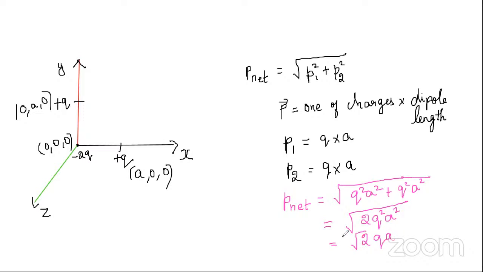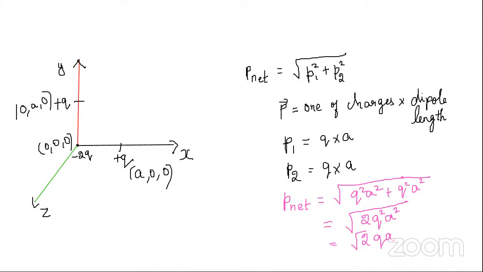Now we have to find out the direction for this. Actually, in the options you have root 2 QA or root 2 AQ for three options. For options A, B and D, the dipole moment magnitude is given by root 2 QA or root 2 AQ. Okay, for options A, B and D, you have this magnitude.